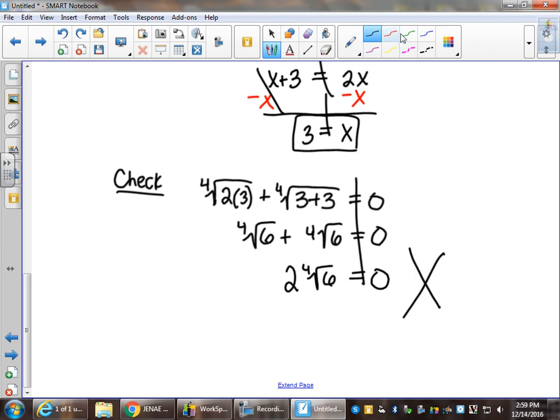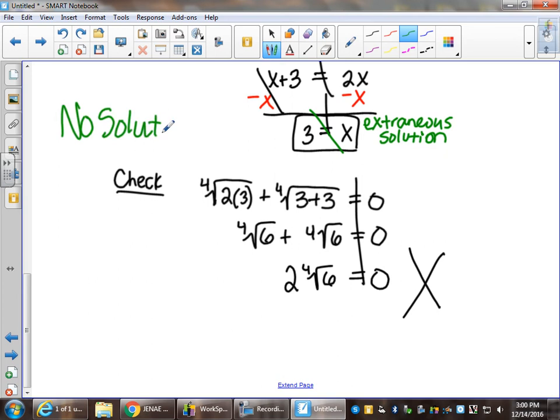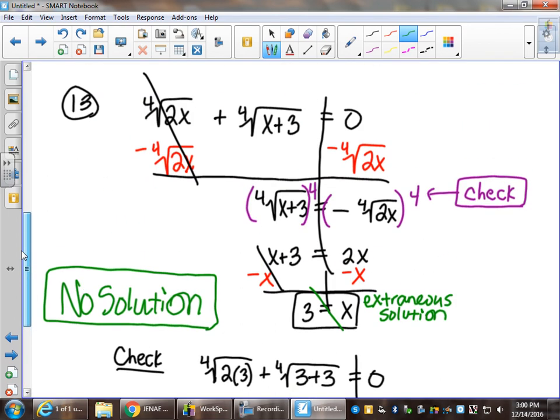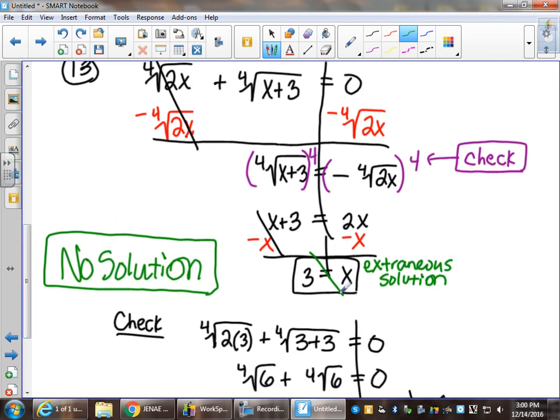This is an extraneous solution. So we actually write no solution for this. The answer for 13 is no solution because the one that we did get was extraneous.